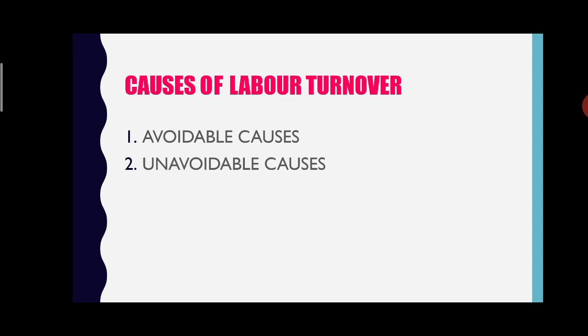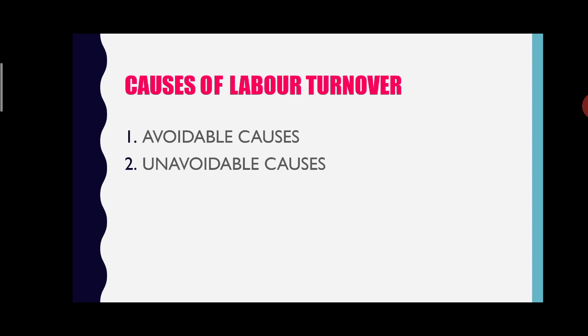Correct. So as I said, labor turnover is the rate or percentage of change in the labor force of an organization during a specified period of time. Labor turnover may result from many causes, correct? So the causes responsible for labor turnover may be classified into two broad categories: avoidable causes and unavoidable causes. So what are avoidable causes?